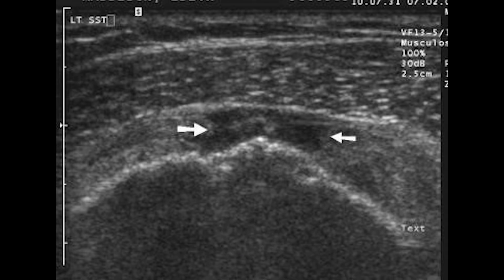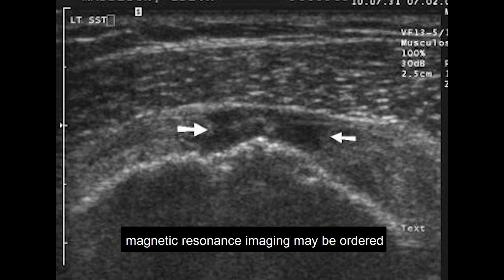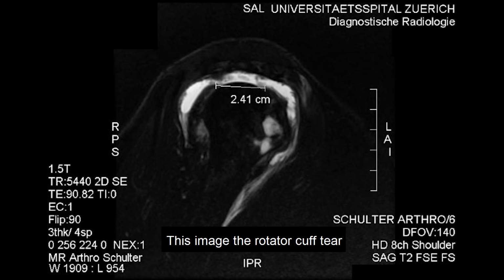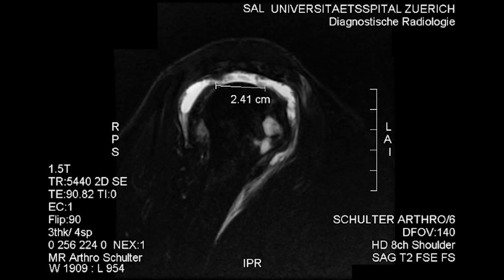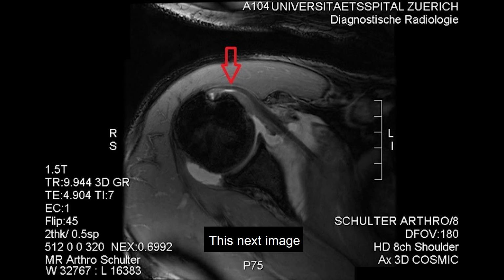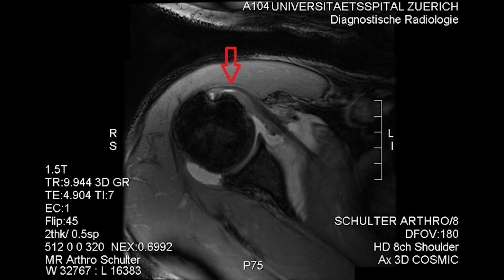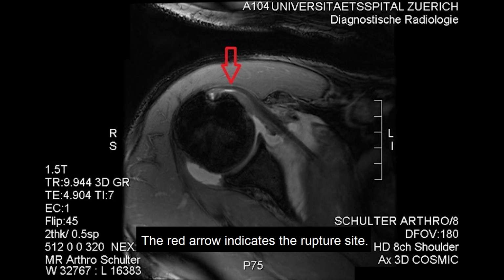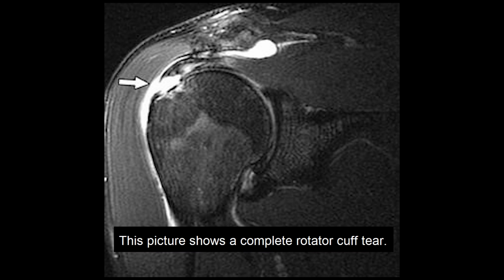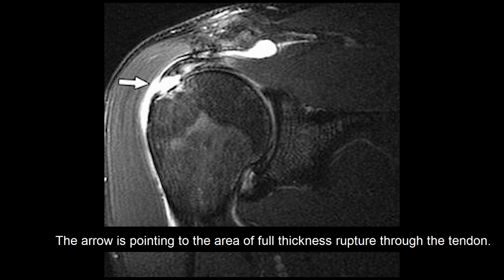And lastly, magnetic resonance imaging may be ordered. In this image, the rotator cuff tear is seen in the muscle. The muscle is lit up in bright white and you can see a dark spot indicating the tear. In this next image, this is a partial rupture of one of the rotator cuff tendons. The red arrow indicates the rupture site. Lastly, this picture shows a complete rotator cuff tear. The arrow is pointing to the area of full thickness rupture through the tendon.